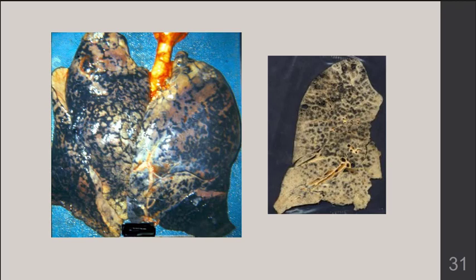And this can actually happen in those who've lived in cities all of their life, where they're constantly being exposed to pollutants. And you get this black staining that can lead to fibrosis.